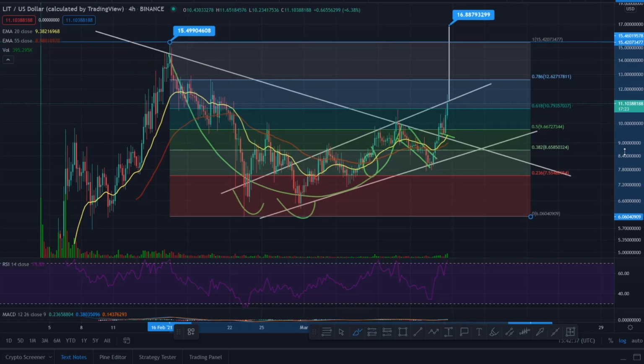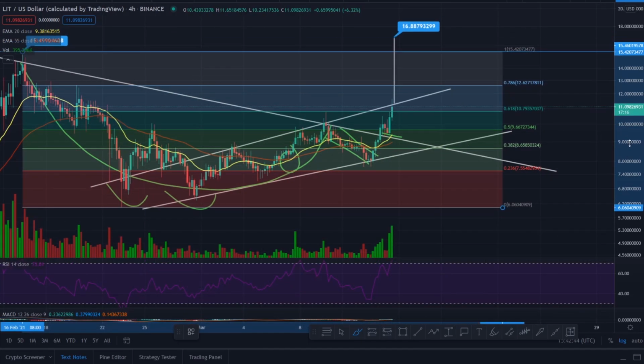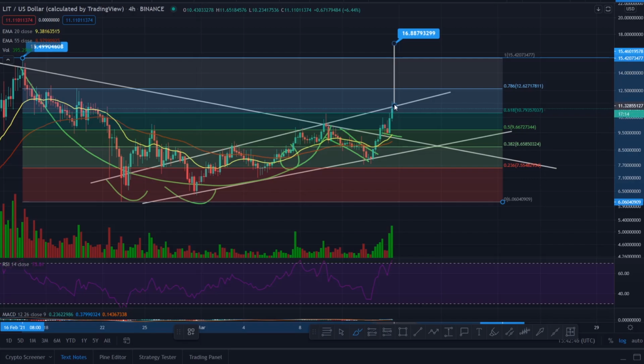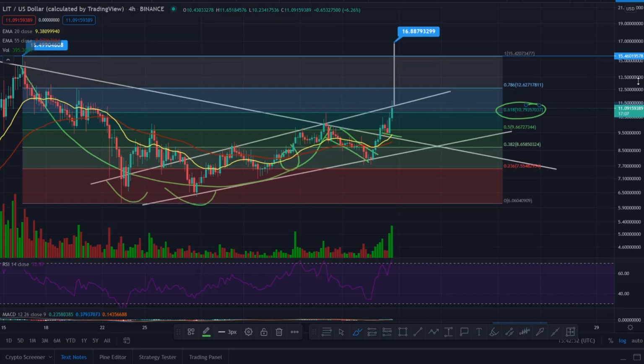You can see we had that wick there on the 4 hour. We hit the ceiling, but we have pushed through it. So that's really good that we've pushed through it. And again, you may see us come back now and test this 0.618 as support for Lit, L-I-T, moving forward.